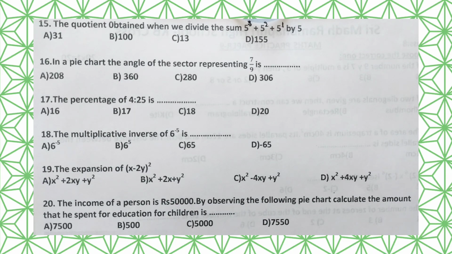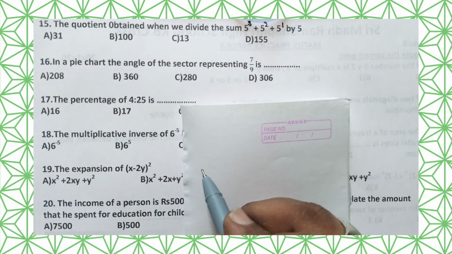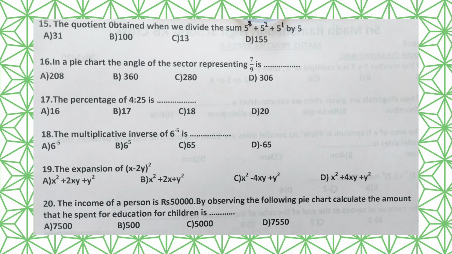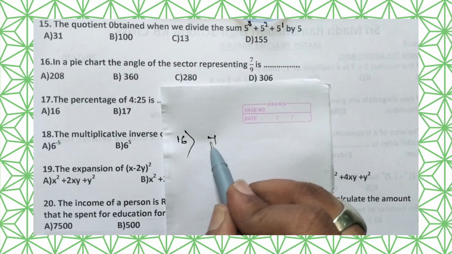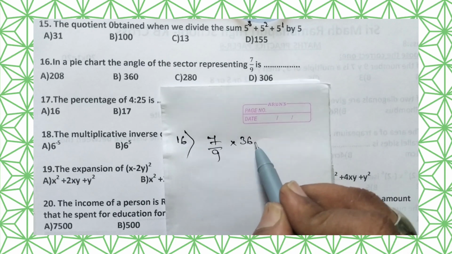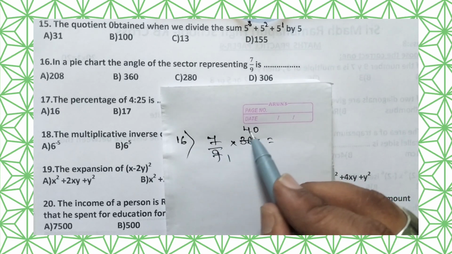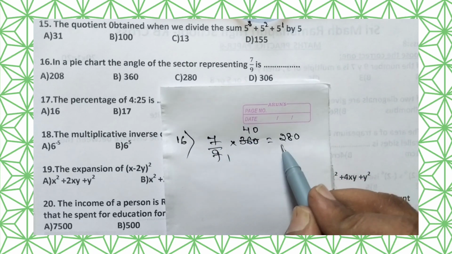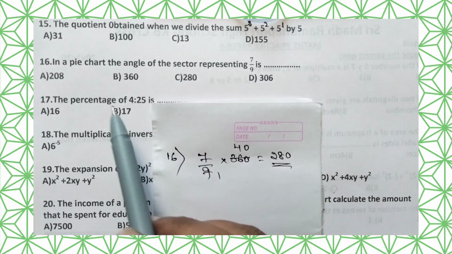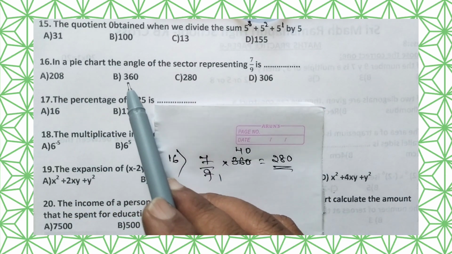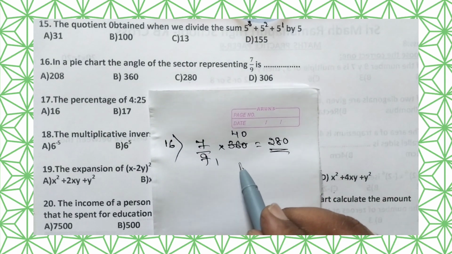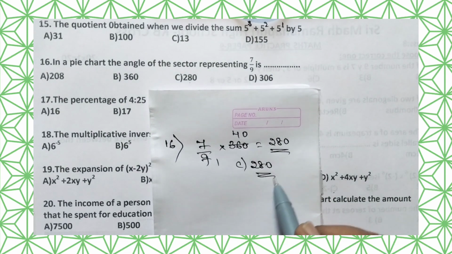In a pie chart, the angle of the sector representing 7 by 9 is. So 7 by 9 anta kelidane. So now let us answer this question. So that is question number 16. So question number 16, 7 by 9 into 360. 9 ones are 9, 9 fours are 36, 0. So 7 zeros are 0, 7 fours are 28. So it will be 280. ಹಾಗಾದರೆ ಎಲ್ಲಿದೆ ಆಪ್ಷನ್ನು? 208, 360, 280. So the right option is option C, 280 is the right answer.